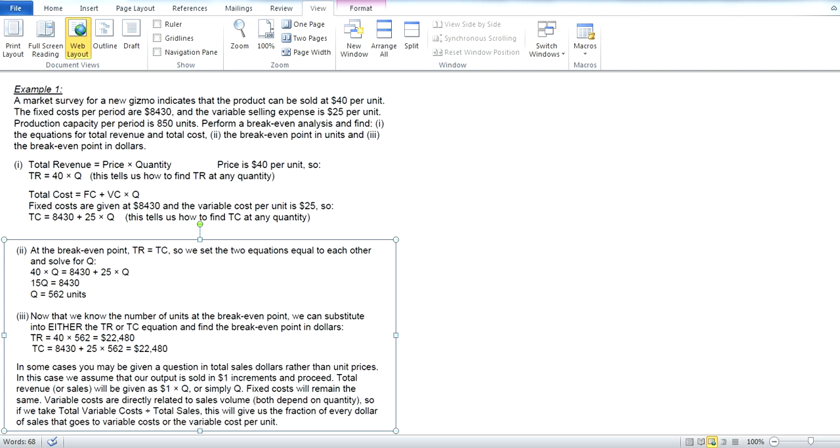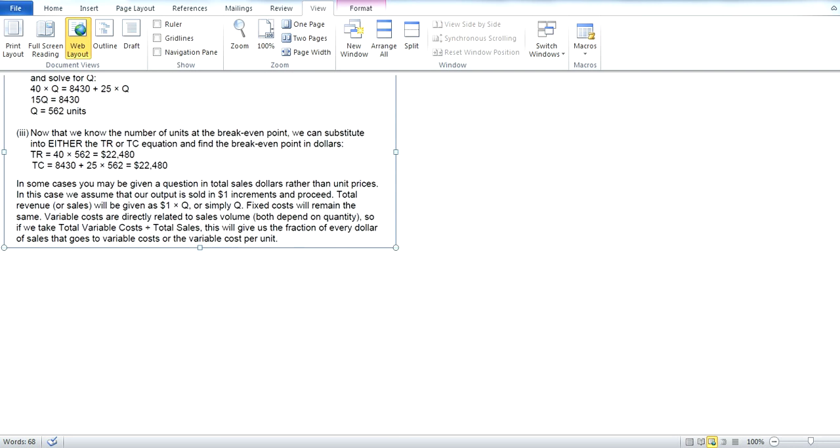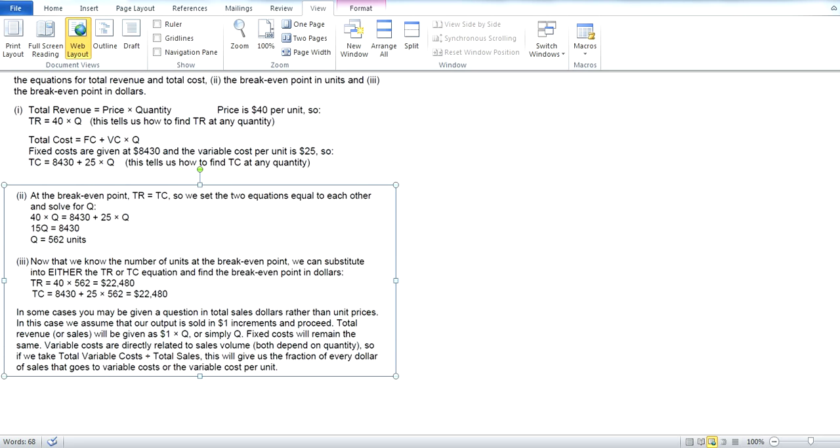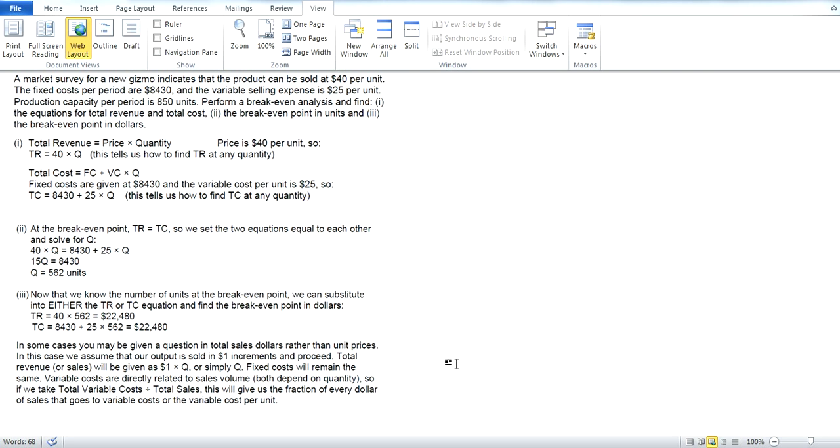This is just to let you know that depending on how the information is presented to you, here it's given to you by unit, but if it's given to you in total dollars, then you just have to break down the information to get a ratio or a percentage and apply it the same way in the formula. I will show you an example so that this makes clearer sense.